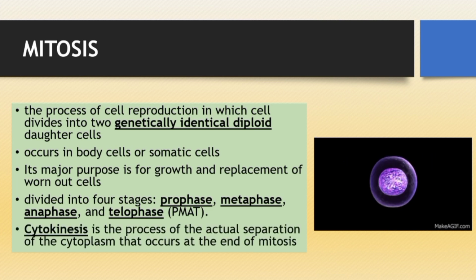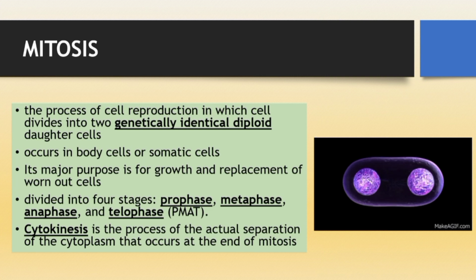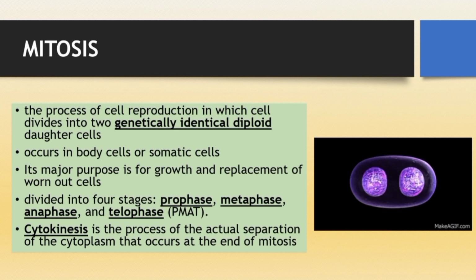Oh, before that, there is what we call cytokinesis, and it is the process of the actual separation of the cytoplasm at the end of mitosis. So, kapag mitosis pa lang, hindi pa talaga nag-separate yung dalawang cells. Okay? So, kapag nag-cytokinesis na, ayun na, you would visibly see two cells.